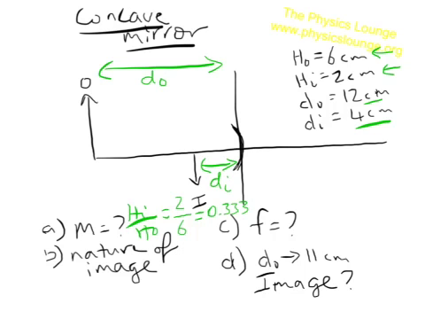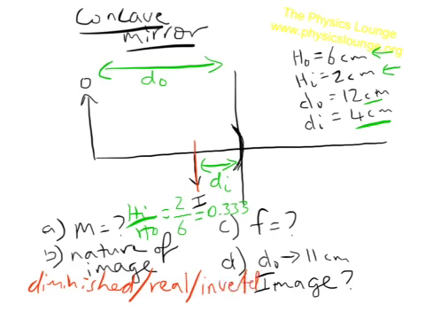Well, we've already seen from the magnification that it is diminished. That is, it's smaller than it was as an object. It is a real image because it's on the same side of the mirror as the object, and you could project this one on a screen if you put a screen in position where the image is. So that's real. And the other thing is it's inverted because it's upside down. Inverted, upside down. Okay. C.